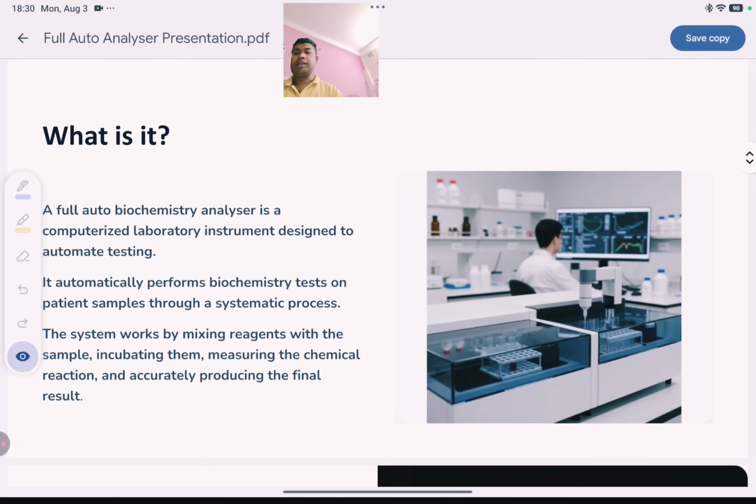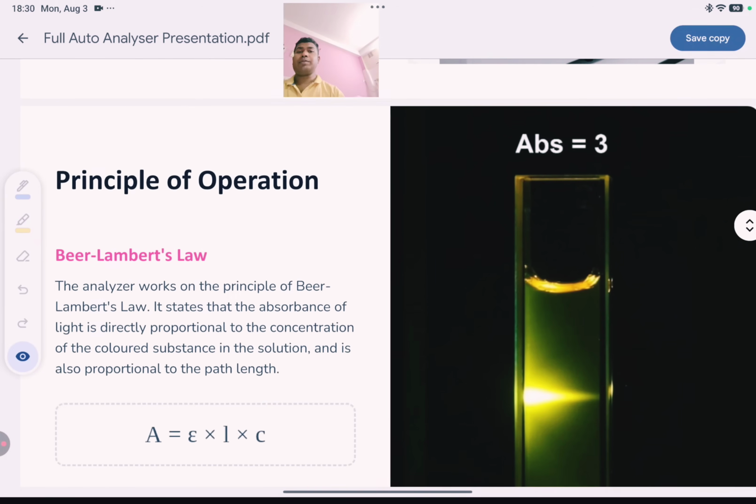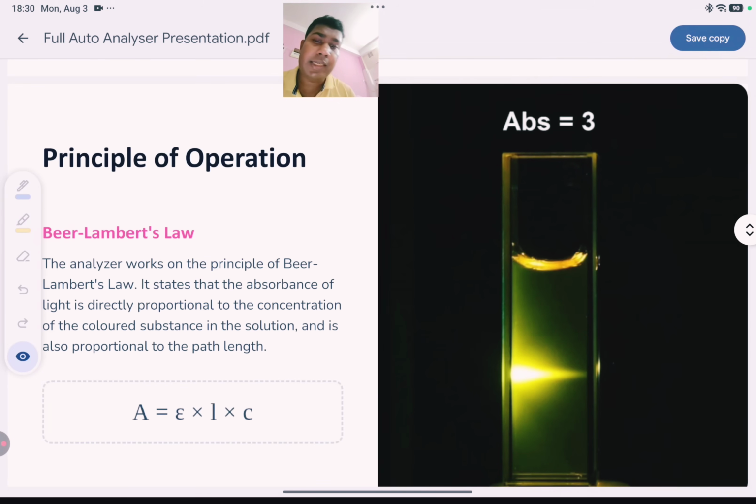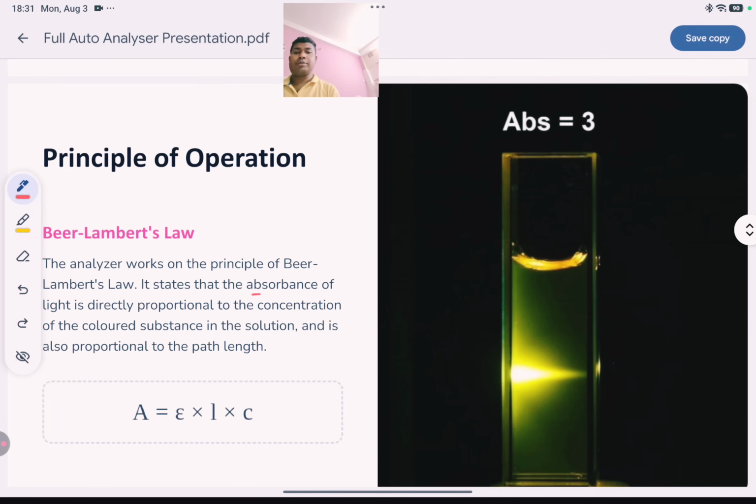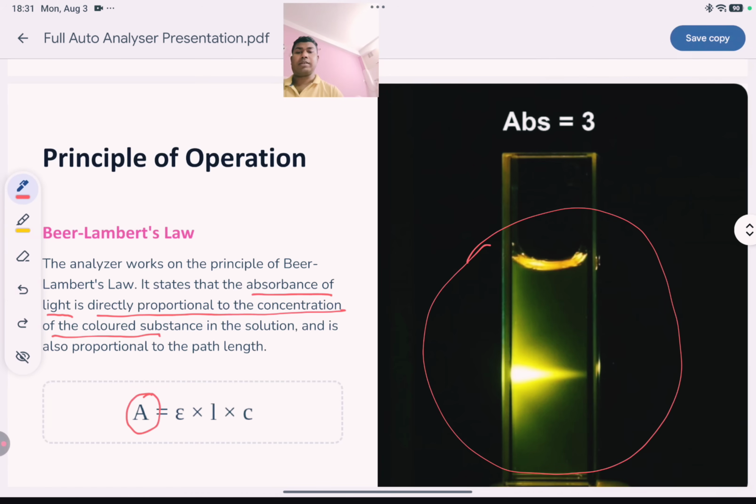Now we have to know the principle of biochemistry analyzer. The biochemistry analyzer works on the principle of Beer-Lambert's law. Okay, and the Beer-Lambert's law states that the absorbance of light, that is, it is denoted by A, is directly proportional to the concentration of the colored solution. As you can see that this is the colored solution. So it is directly proportional to the concentration of the colored solution.